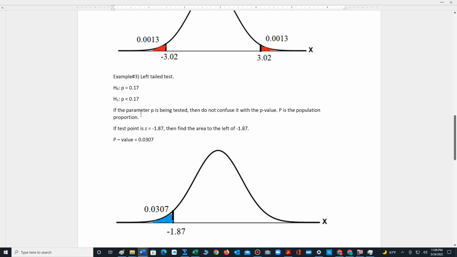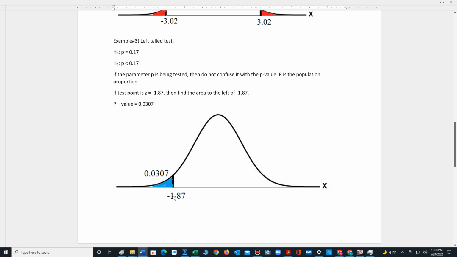P is the population proportion. So please avoid the confusion. When you see a p, it is the population proportion, not the p-value. Let's assume we computed a test point for this test. It was negative 1.87. It is a left tail test. So we have negative 1.87.